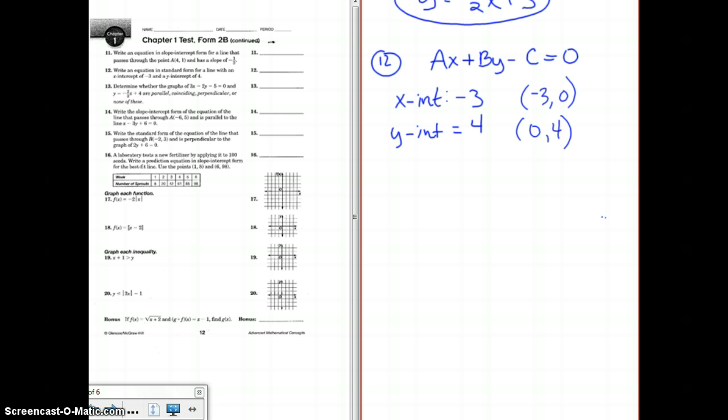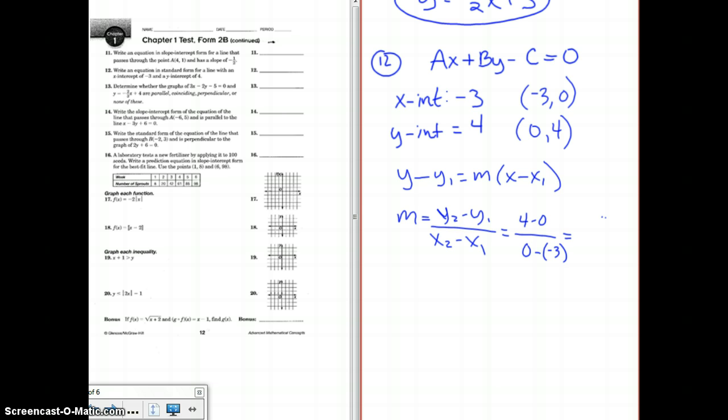I'm going to start out by putting it in point-slope form. Y minus y1 equals m times x minus x1. I need to find the slope. Y2 minus y1 over x2 minus x1. So the difference in the y's would be 4 minus 0 over the difference in the x's, 0 minus -3. And that gives me a slope of 4/3.